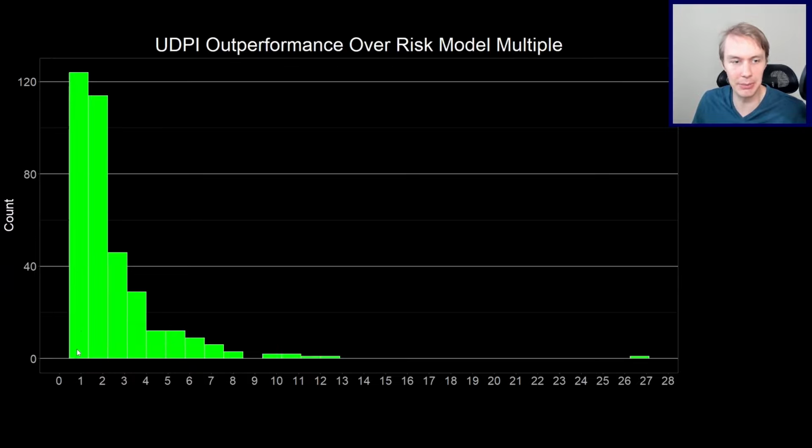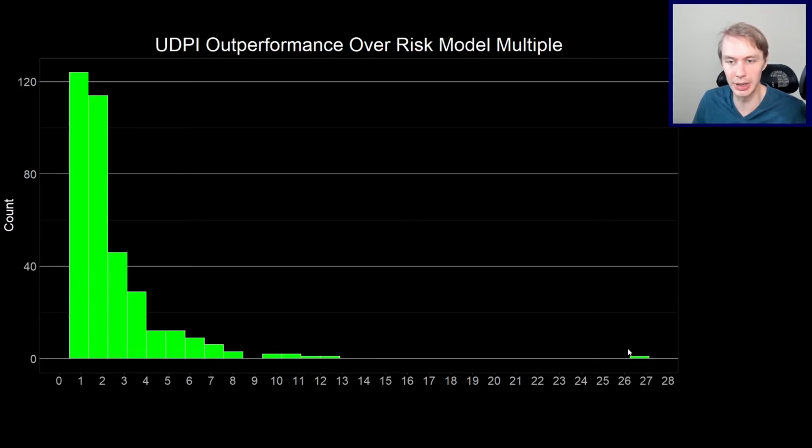That a few of them ended up falling such that the risk model outperformed the UDPI, but the vast majority, 94%, were such that the UDPI outperformed the risk model, and often to extreme degrees. Even if you just look here, the number above 2, 3, 4, 5, 6, and so on, there's a lot of simulations, a lot of backtests that fell in those areas, with, of course, that one outlier being all the way up here at 26. So that's just going to happen.